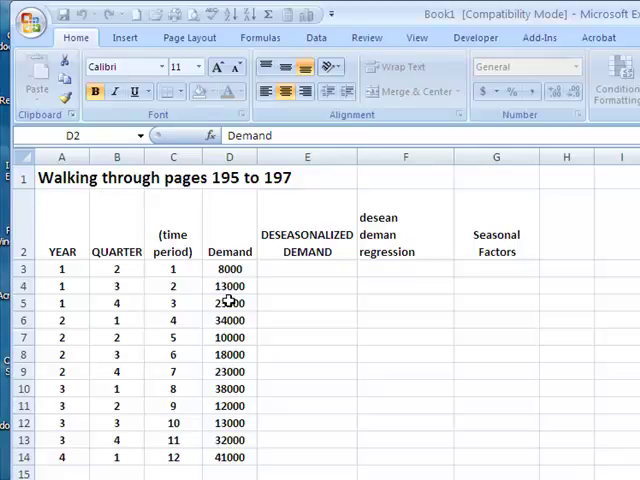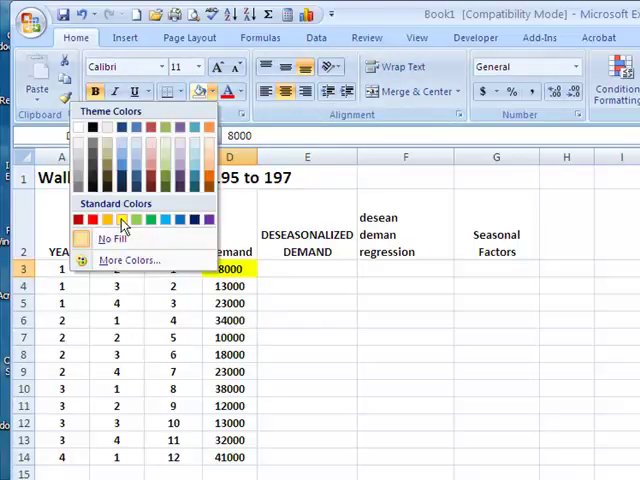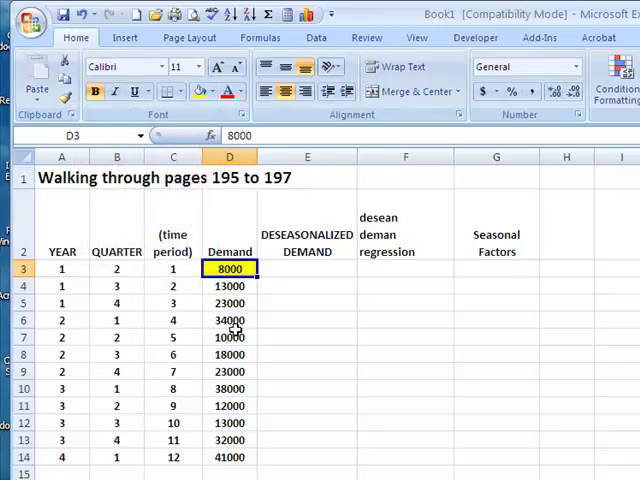If you want to average 5 quarters, here's the 1, 2, 3, 4, 5. The number that appears right in the middle is the 23,000. So I'm going to put my cursor across from it under deseasonalized demand and do the calculation for that. Now the way we do it, here's our 5 numbers. I'm going to give the first one a weight of 1. I'm going to give the fifth one a weight of 1. And I'm going to give everything that's in the middle a weight of 2.